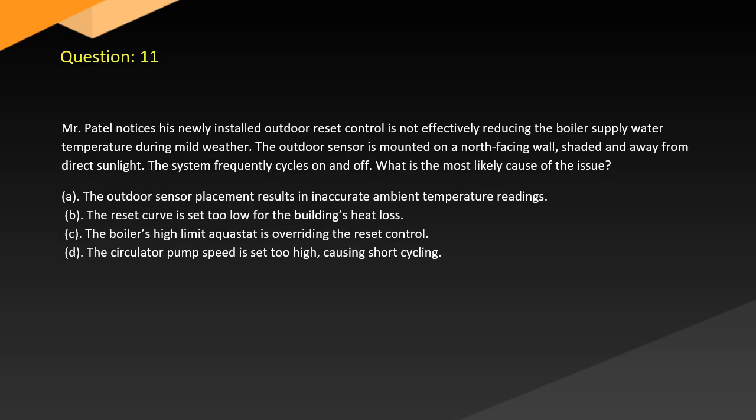Question 11. Mr. Patel notices his newly installed outdoor reset control is not effectively reducing the boiler supply water temperature during mild weather. The outdoor sensor is mounted on a north-facing wall, shaded and away from direct sunlight. The system frequently cycles on and off. What is the most likely cause of the issue? A. The outdoor sensor placement results in inaccurate ambient temperature readings. B. The reset curve is set too low for the building's heat loss. C. The boiler's high limit aquastat is overriding the reset control. D. The circulator pump speed is set too high, causing short cycling.